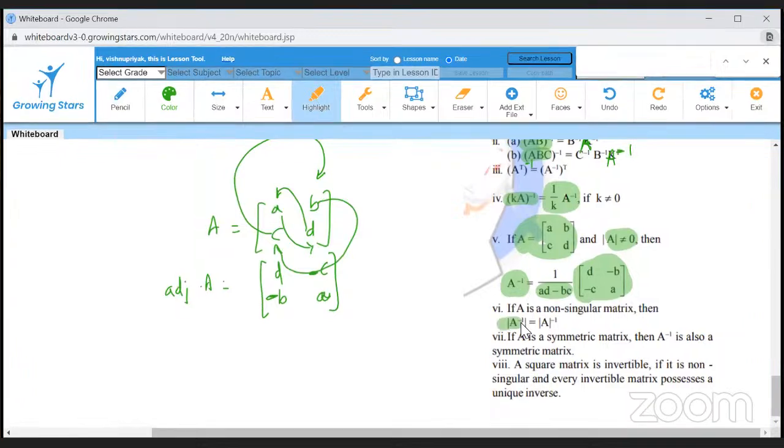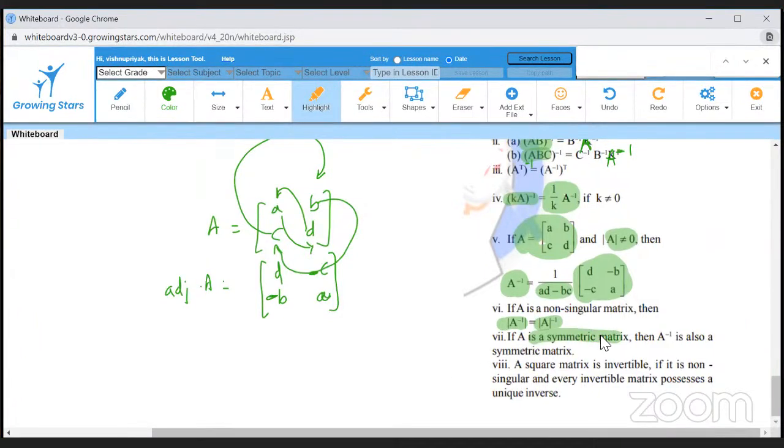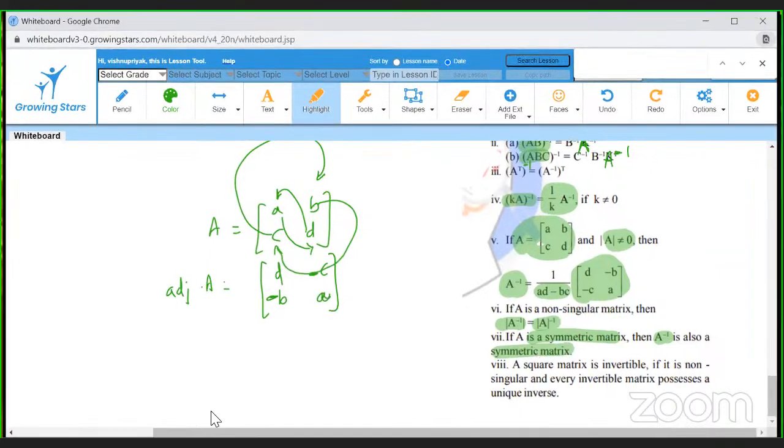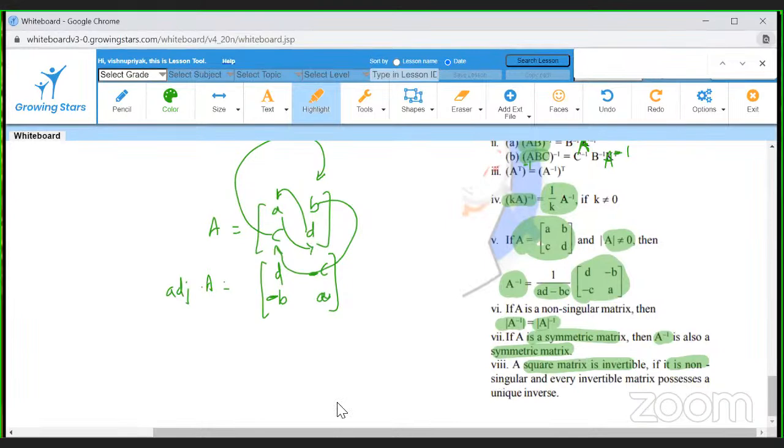Then determinant of A inverse is determinant of A whole inverse. If A is symmetric matrix, then A inverse is also symmetric matrix. Only square matrix will have inverse, that too if it is non-singular. And every matrix will have a unique inverse, only one inverse. You cannot have many inverses for one matrix.